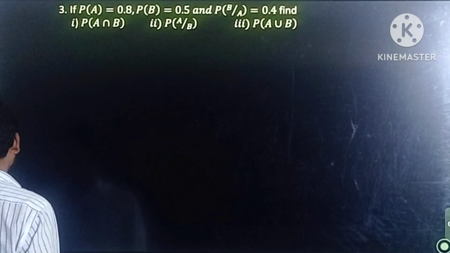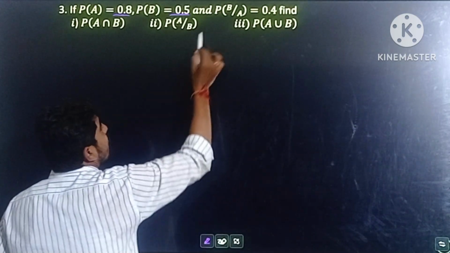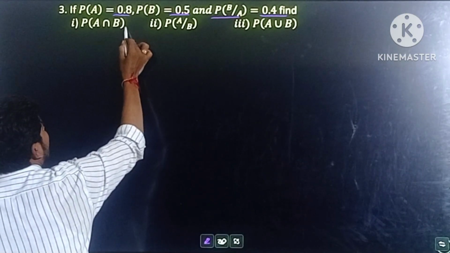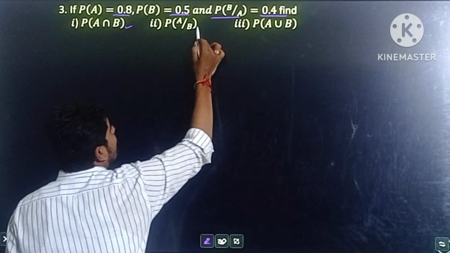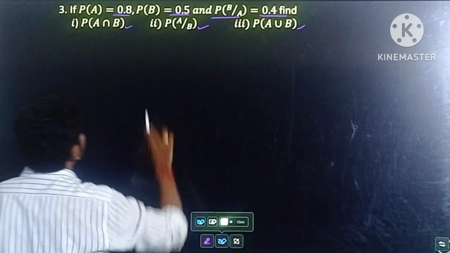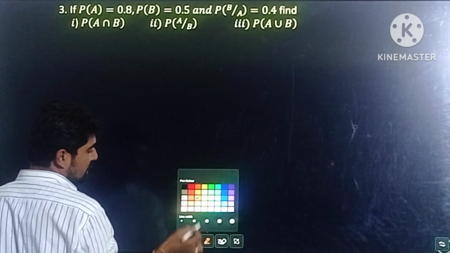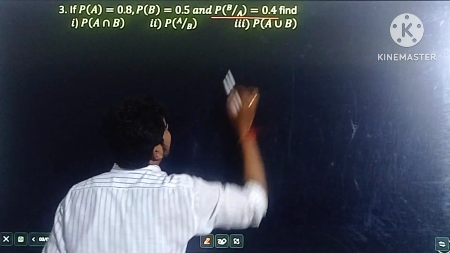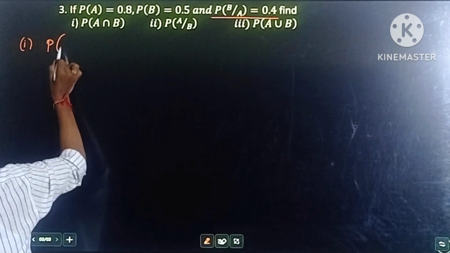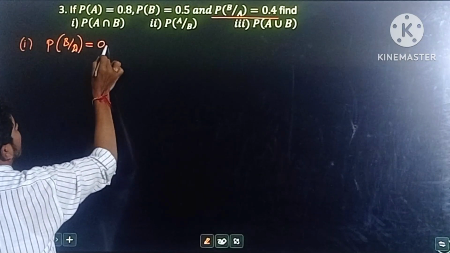If probability of A is 0.8 and probability of B is 0.5, probability of B by A is 0.4, we need to identify the value of probability of A intersection B, probability of A by B, and probability of A union B. First, we need probability of A intersection B. For that, in this question he has given that probability of B by A is 0.4.